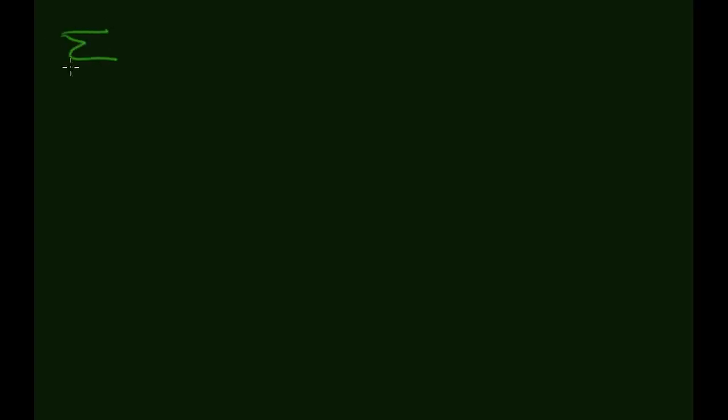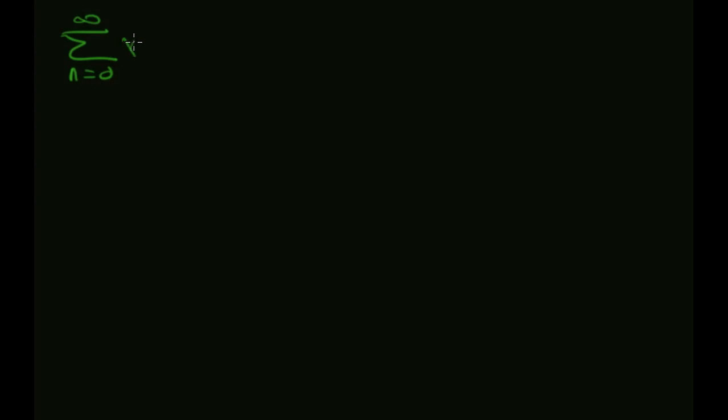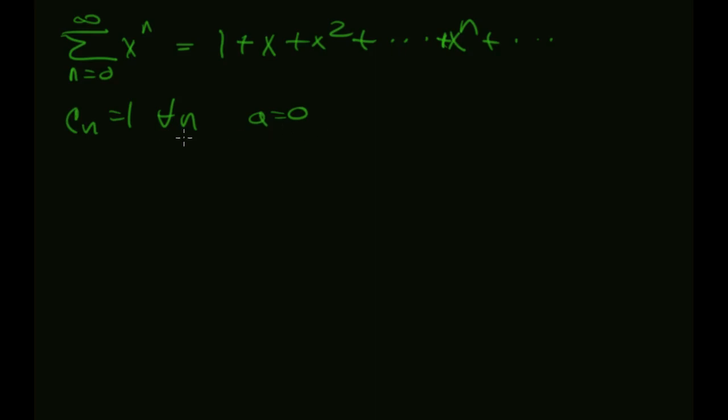The quickest and easiest power series to create is the sum from n equals 0 to infinity of x to the n. If you think about this, c sub n is 1 for all n, and a equals 0. So this thing is centered at 0, and all the coefficients are 1. If you expand this series, you get 1 plus x plus x squared out to x to the n, and it just keeps going. So this is like a basic polynomial.